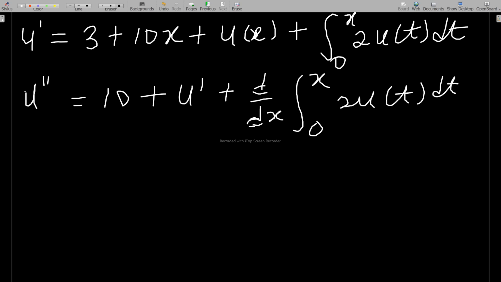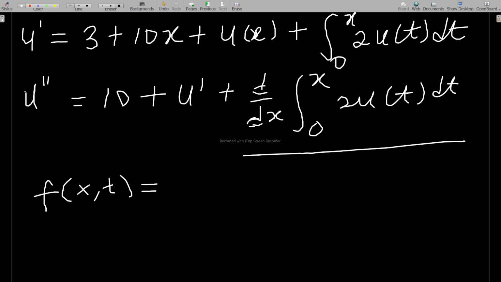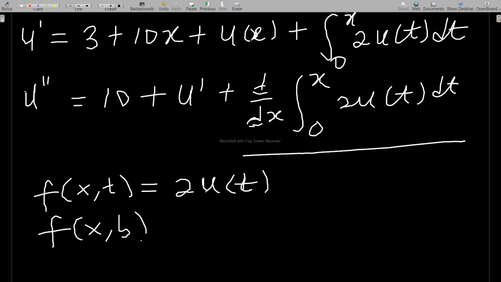So what you can do here is, at the same time, go and work on this side as well. But this time, let's go through it together. I hope you get my point. For that one, my f(x,t) here would be equal to 2u(t). And I have to find my f(x,b), which is the same as f(x,x), meaning wherever I see t, it changes to x. So it becomes 2u(x).